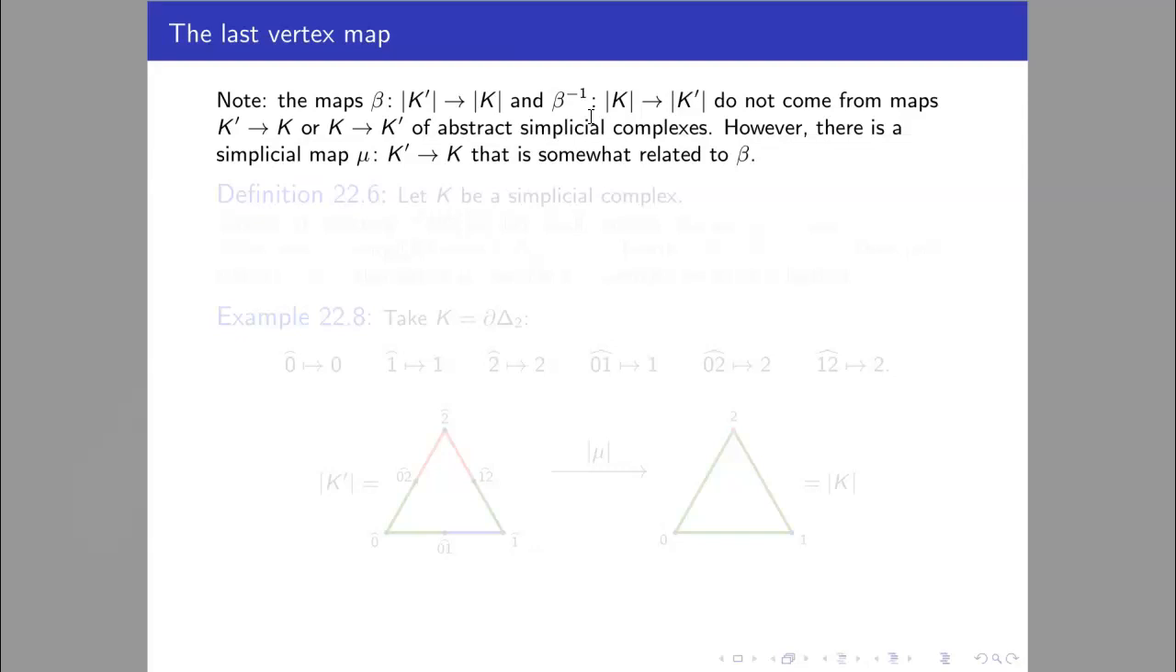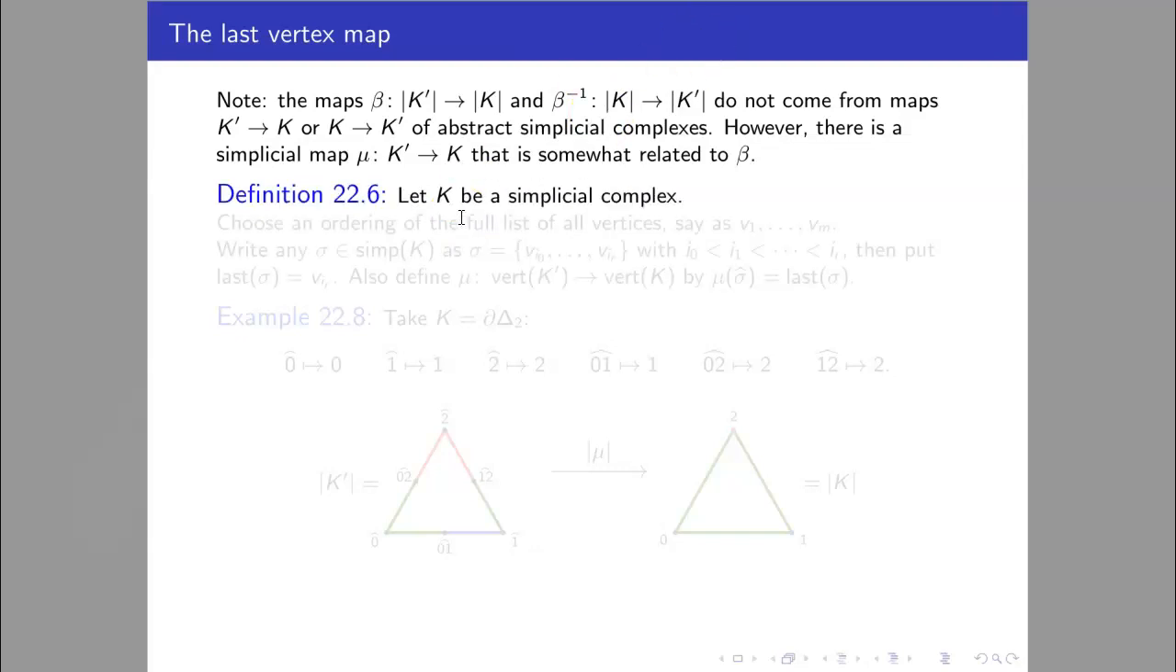But if we look in the beta direction, we've got beta as a homeomorphism from mod K prime to mod K, and it's not the same as the realization of a simplicial map mu, but it is closely related to that. So we're going to need to define this map mu.